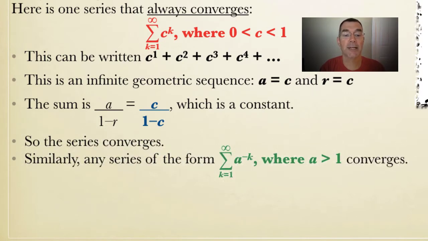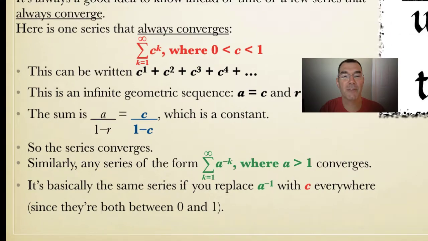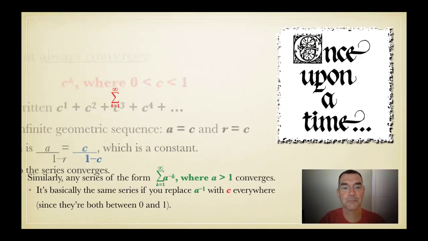All right, similarly, any series of the form a to the negative k, where k goes from 1 to infinity, that converges as well as long as a is bigger than 1. Okay, it's basically the same series if you replace a to the negative 1 with c, since both of them are between 0 and 1.